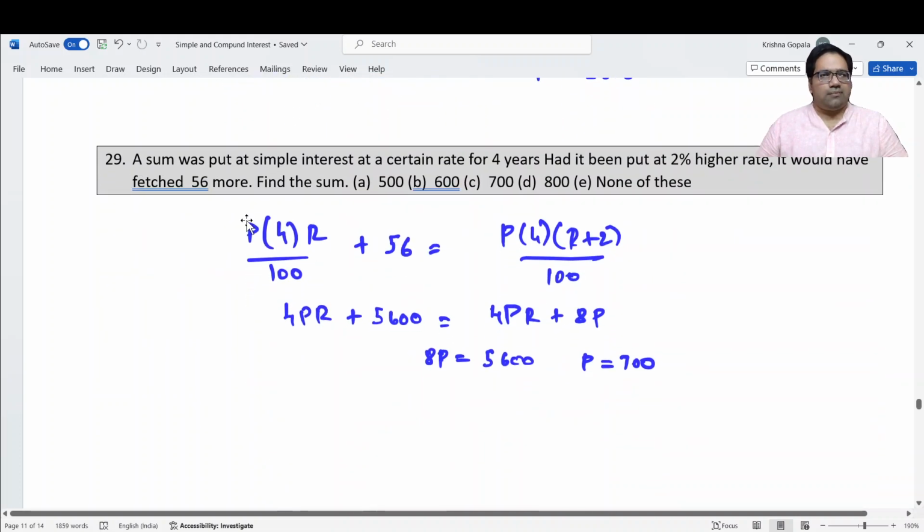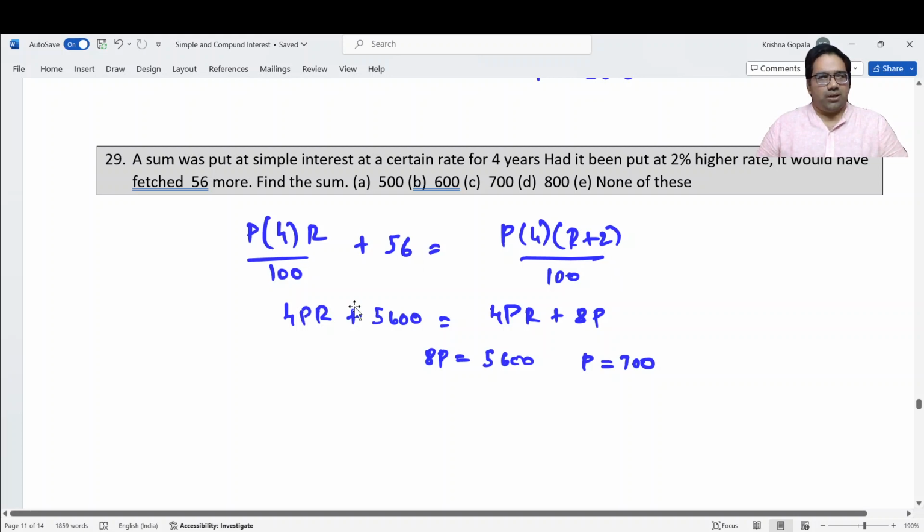Then a sum was put at simple interest at a certain rate for 4 years. Had it been put at 2% higher rate, it would have reached 56 more. So we don't know what the interest rate is. It doesn't matter. We don't know what the principal is either. Principal into time period, which we know is 4 years, into interest rate, let's assume r by 100, plus 56 is equal to the same principal into 4 into r plus 2 by 100. This one is giving 56 more than that one, that's why this plus 56 equals this one, r plus 2.